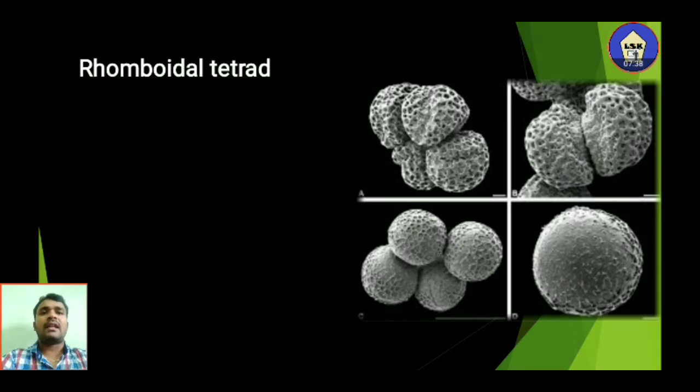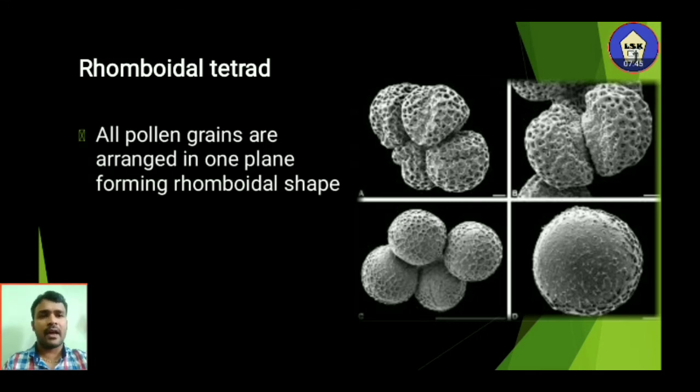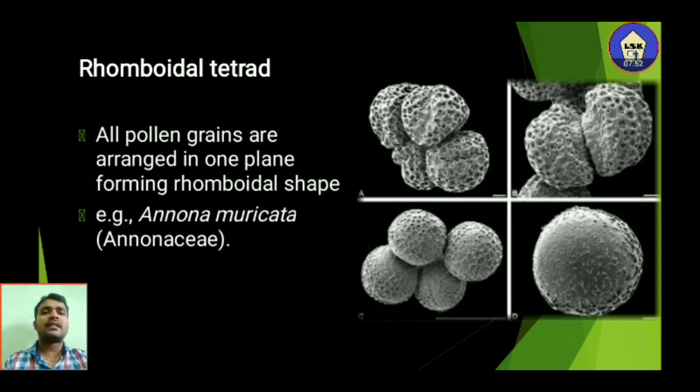And the next one is the rhomboidal tetrad. It is exactly similar to the isobilateral one. That's why it is not mentioned separately in the diagram. So all the pollen grains are arranged in one plane forming a rhomboidal shape. The example is Annona muricata, and it belongs to the family Annonaceae.